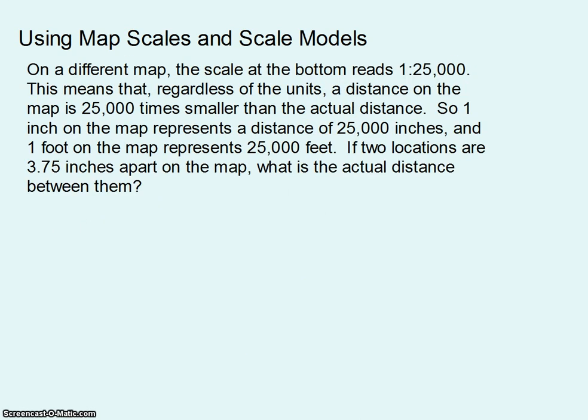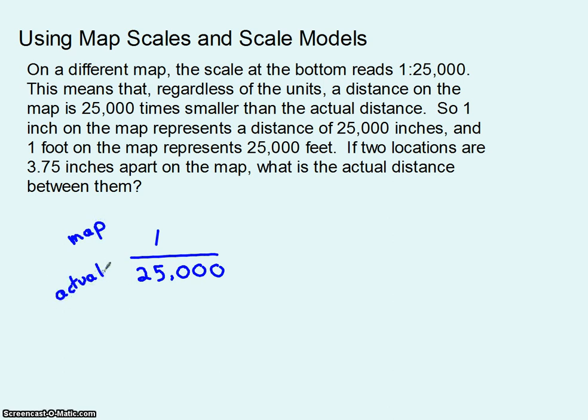Okay. Using a different map, the scale at the bottom reads 1 to 25,000. This means that regardless of the units, a distance on the map is 25,000 times smaller than the actual distance. So 1 inch on the map represents a distance of 25,000 inches, and 1 foot on the map represents 25,000 feet. Okay? So basically, my ratio could be written as 1 to 25,000. This is map to actual.